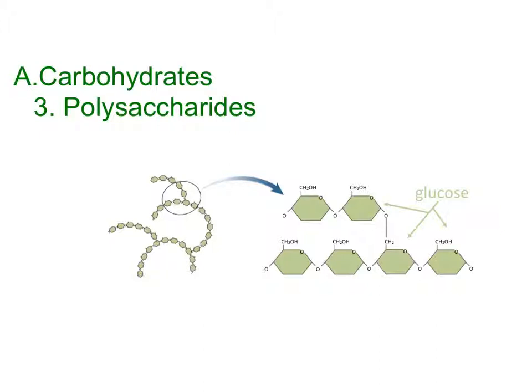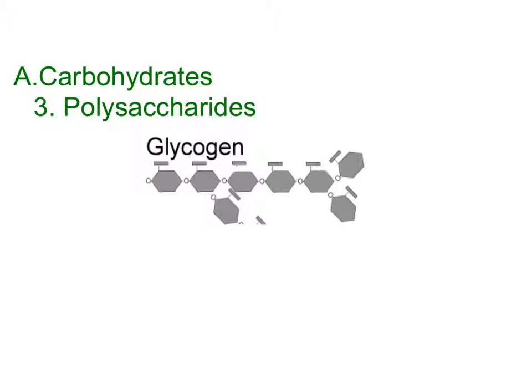So the next level are polysaccharides, and these are long chains of monosaccharides. And so here you can see monosaccharides, so it's glucose, all bonded together. As you get to some common polysaccharides, probably the most common one in animals, including humans, is glycogen. Glycogen is the energy storage polysaccharide found in animals, of which humans are one.